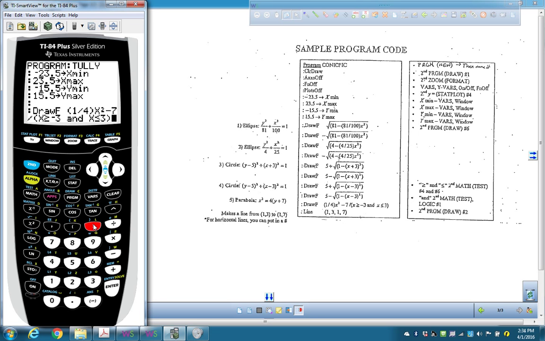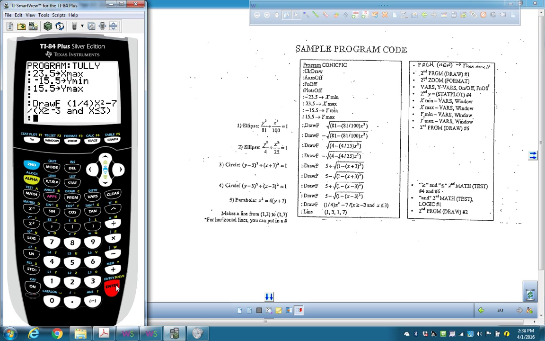Wait a second, second test. Oh, I lost all my stuff, that's what it looks like. I deleted the parabola. Oh no, that stuff's there. That stuff's there. Okay.